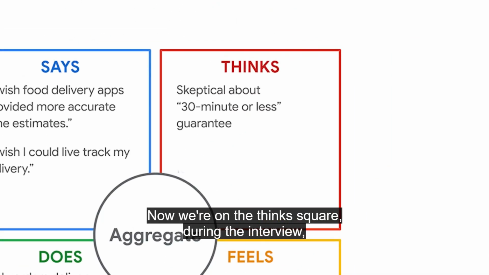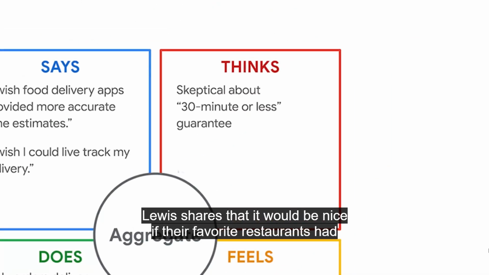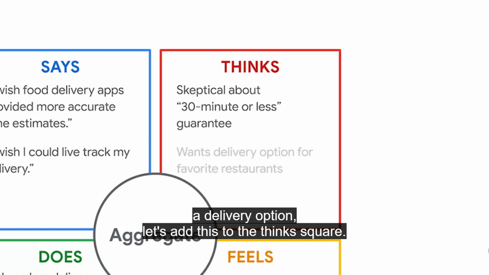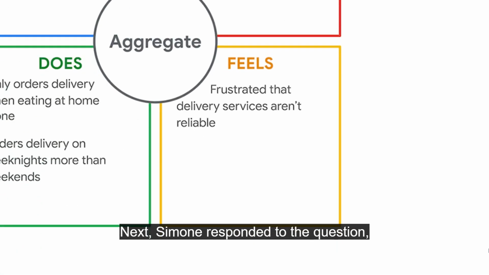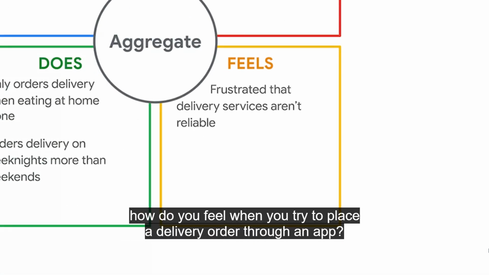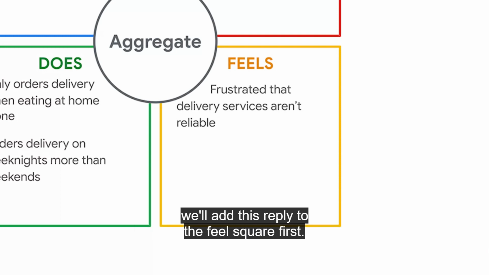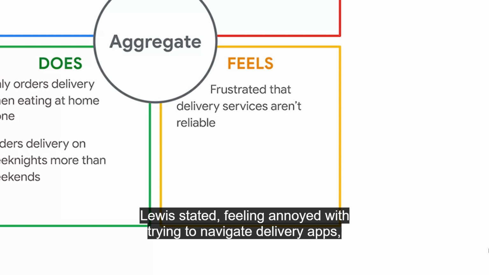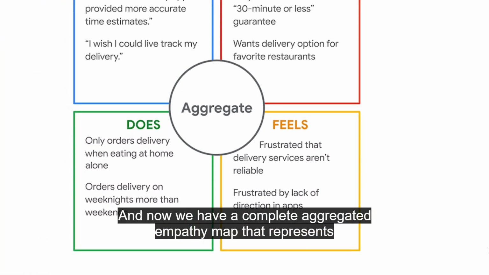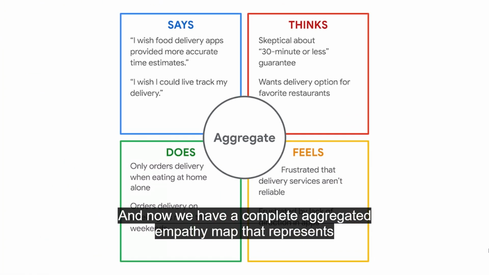Now we're on the thinks square. During the interview, Lewis shares that it would be nice if their favorite restaurants had a delivery option. Let's add this to the thinks square. Next, Simone responded to the question, "How do you feel when you try to place a delivery order through an app?" by expressing frustration with the lack of direction in most food delivery apps. We'll add this reply to the feel square first. Lewis stated feeling annoyed with trying to navigate delivery apps. We'll add that feedback last. And now we have a complete aggregated empathy map that represents a full user segment.